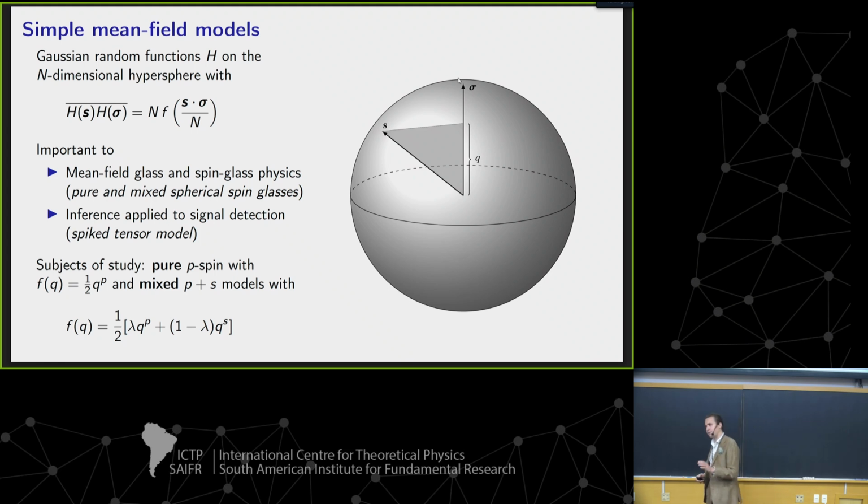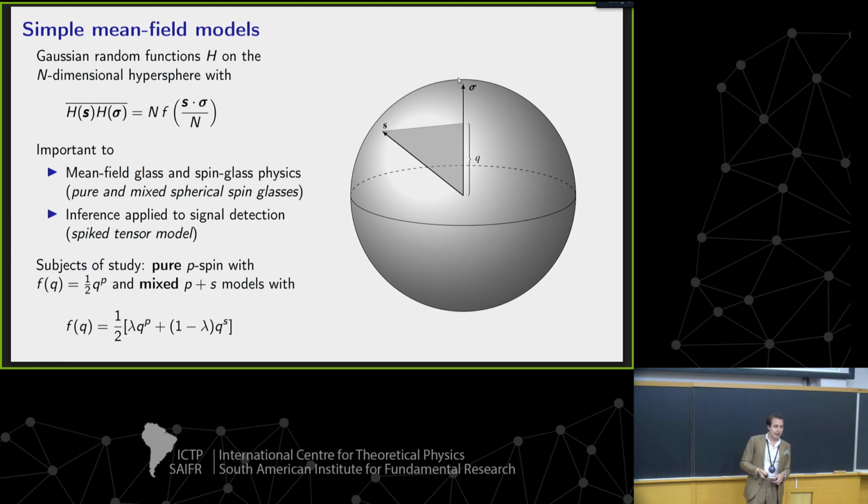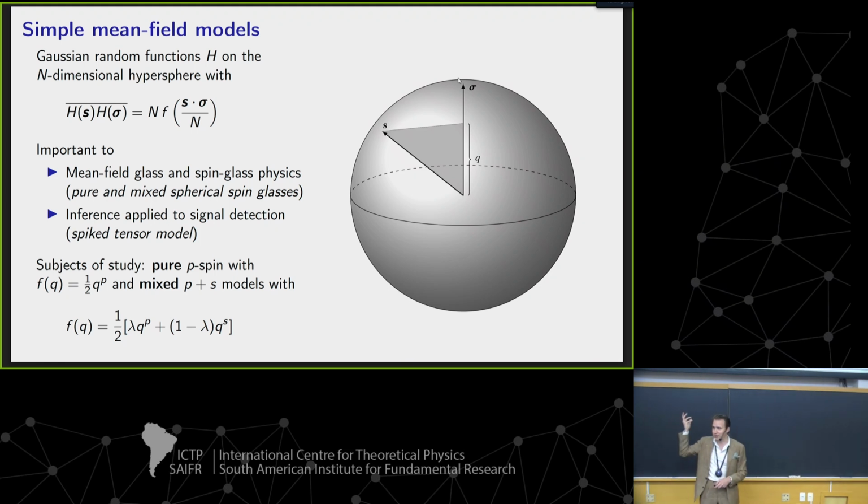Now, in this talk, I'm going to focus on two different subsets of this broad class of models. First, the so-called pure p-spin models, which are the most studied of this family of models, which have a covariance which looks like a homogeneous polynomial with degree p, and the so-called mixed p plus s models, where you just have two homogeneous polynomials summed together, which we'll see already, just from this very small subclass of these models, there's a lot of richness and interesting behavior that can arise.